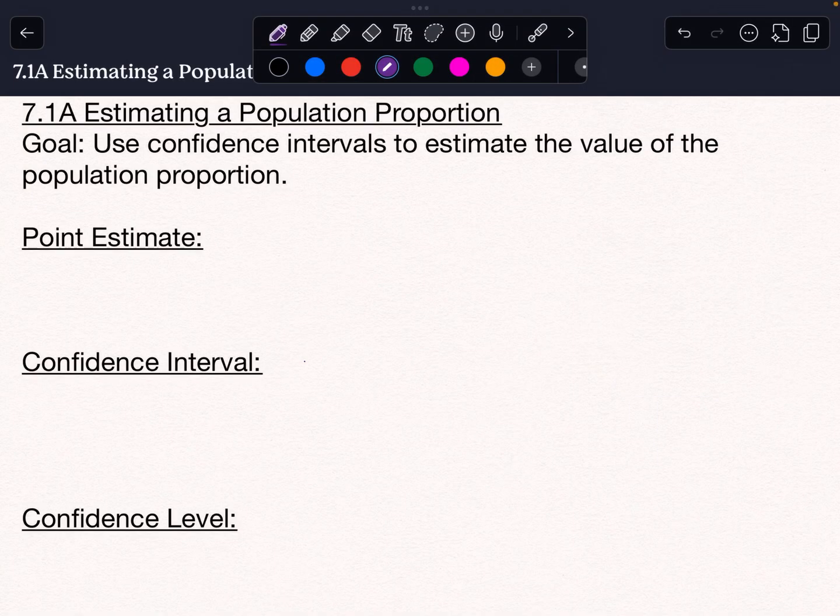Okay, so we're starting chapter 7, which is all about estimating population parameters. There are 3 sections. The first one's focusing on proportions, which is like percentages of something occurring, like there's a 50-50 chance of flipping a head compared to a tail when I flip a coin. So we're all about population parameters.